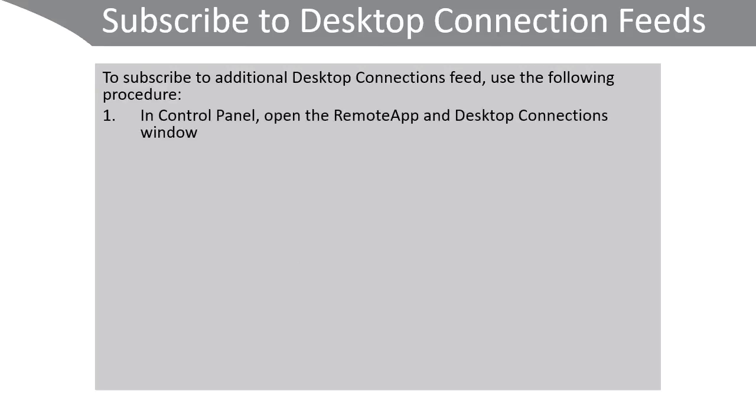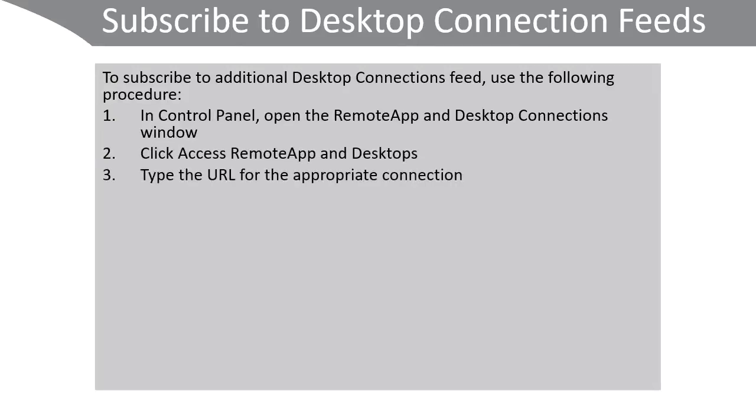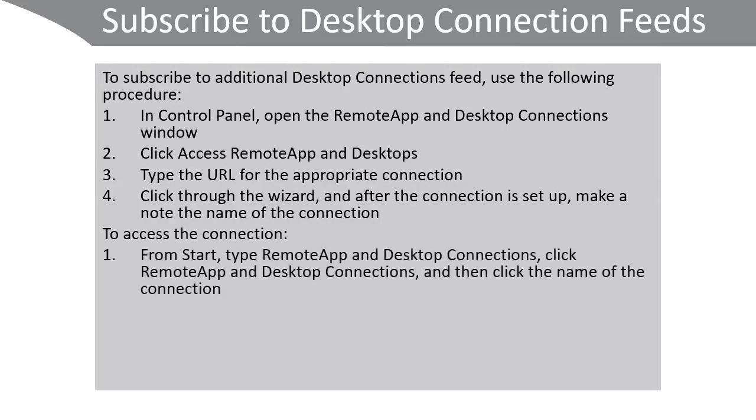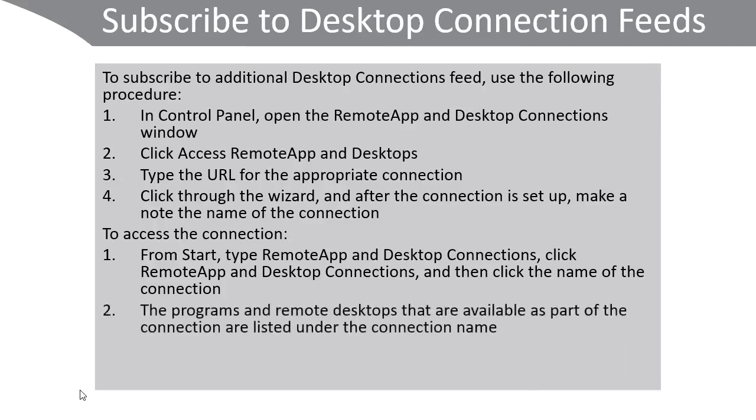To subscribe to additional Desktop Connections feeds, use the following procedure. In Control Panel, open the Remote App and Desktop Connections window. Click Access Remote App and Desktops. Type the URL for the appropriate connection. Click through the wizard, and after the connection is set up, make a note of the name of the connection. To access the connection, from Start, type Remote App and Desktop Connections, click Remote App and Desktop Connections, and then click the name of the connection. The programs and remote desktops that are available as part of that connection are listed under the connection name. Click the program or remote desktop that you'd like to use.